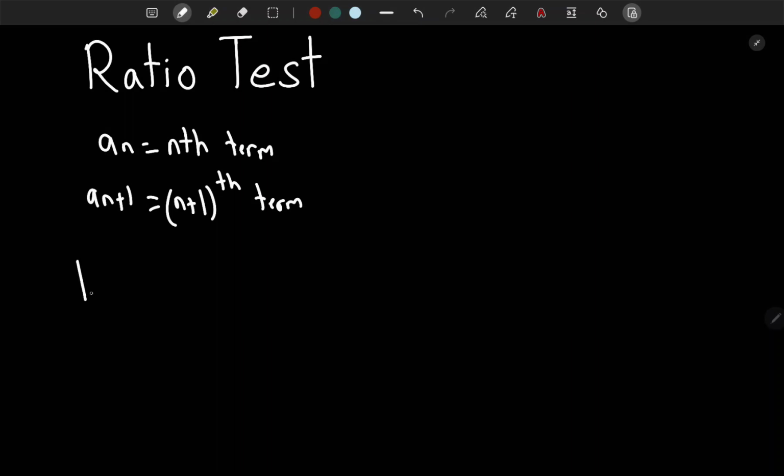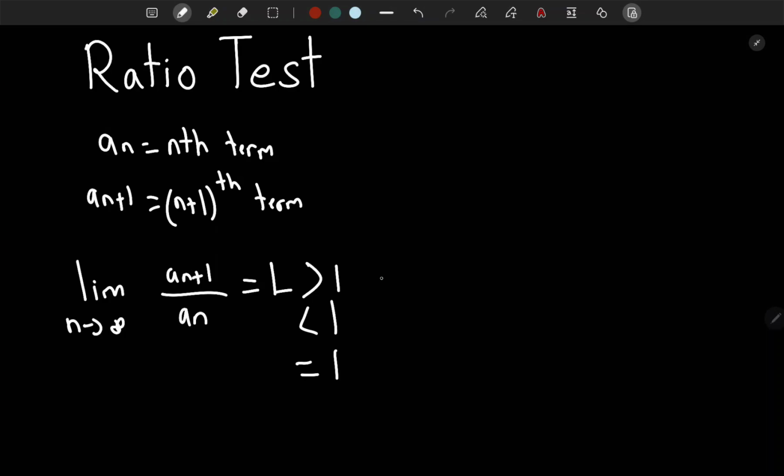So let's take the limit as n approaches infinity. We have the a n plus 1 term over the last term, which is a n, and we evaluate it to get the answer. Let's call this L, but in many textbooks this is called rho. You can call it anything, like L or A, it doesn't matter. Now this L could be more than 1, less than 1, or equal to 1.